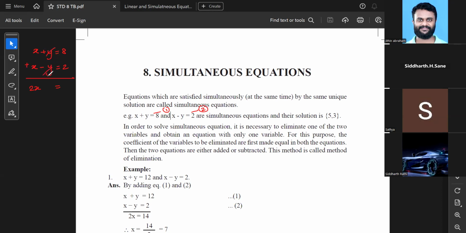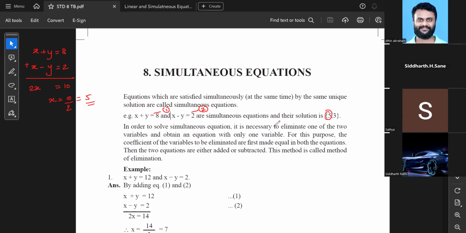So how did I eliminate y? By adding these two equations. When I add, obviously in the right hand side also I'll have to add only. So when I add 8 and 2, I'll get 10 over here. 2x is equal to 10, which means x is equal to 10 by 2, which gives me 5. So I got the value of x as 5.